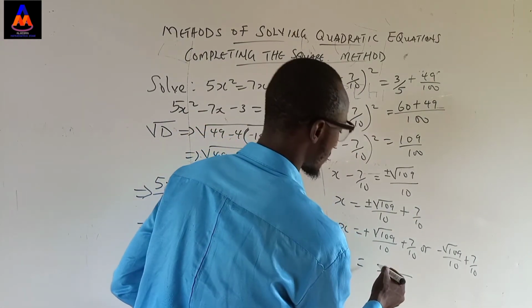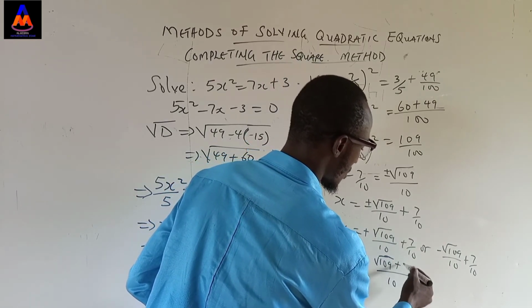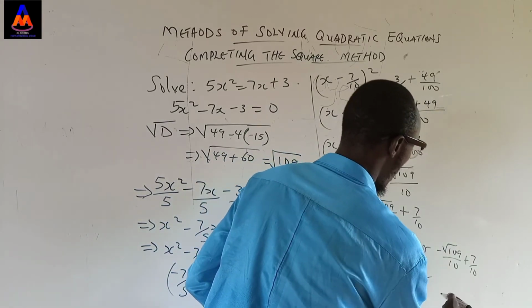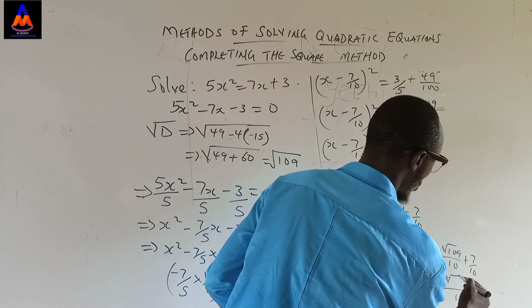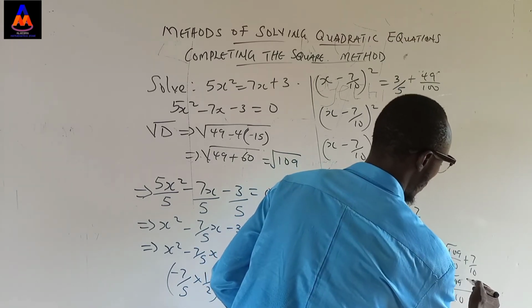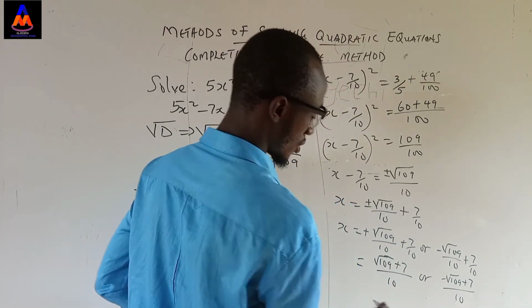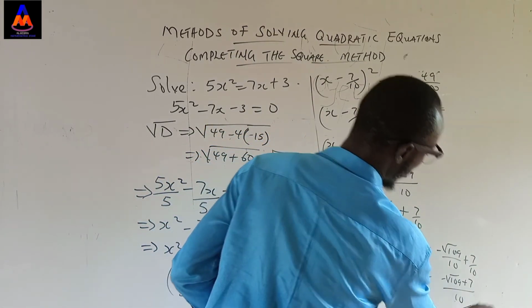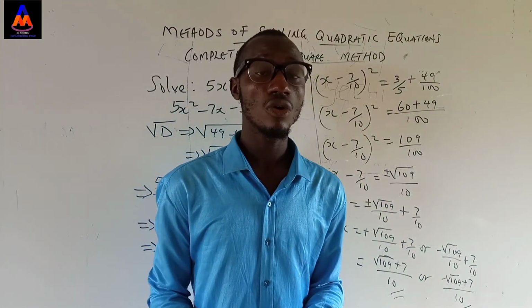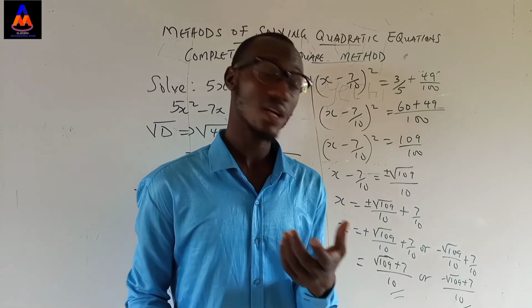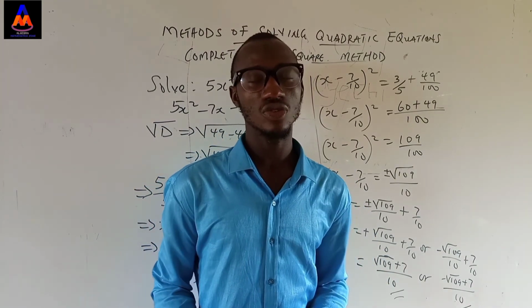This one is 10, and this one is square root of 109 plus 7. Or this one is also 10, and this one is minus root 109 plus 7. So when you compute this, you will get your answer. But I would like to stop it here because I'm not going to use a calculator. So that will be all for the methods that are used in solving any form of quadratic equation.